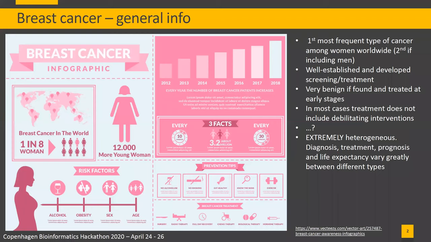But the problem is that this type of cancer is extremely heterogeneous, and some types of this cancer are very benign, so that a human can live with it for about 10 years and there will be no problems. And some of them are of extreme danger, like for instance, HER2-positive breast cancer. And if you do not use a specific pathogenetic treatment for this cancer, the patient will die in a matter of about 1 year, I suppose. So next slide, please.